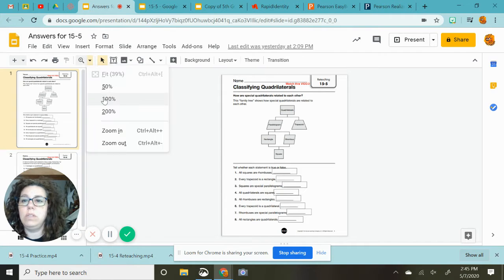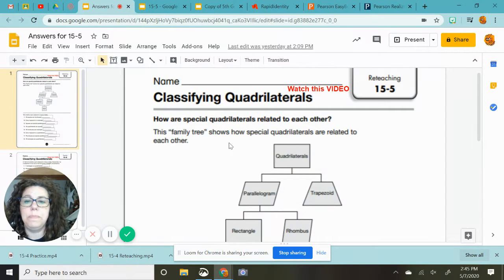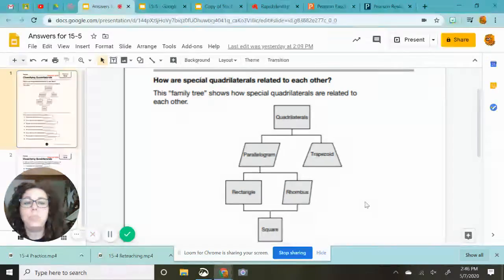I am going to start by making my screen 100%. And let's go over this teaching chart. It says, how are special quadrilaterals related to each other? This family tree shows how special quadrilaterals are related to each other. So I find this family tree to be a little bit confusing, but here's what it's saying.